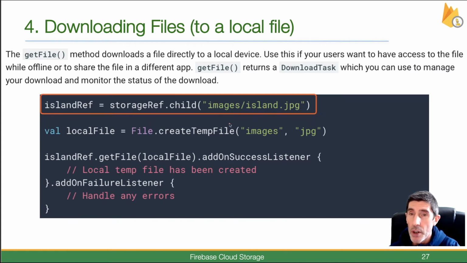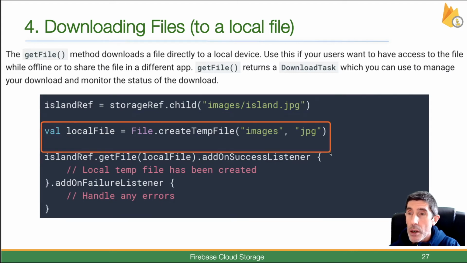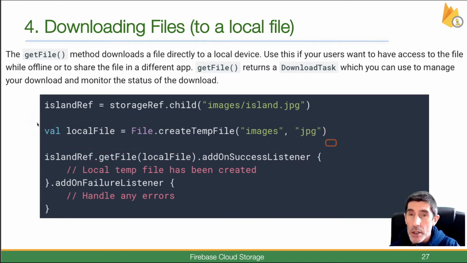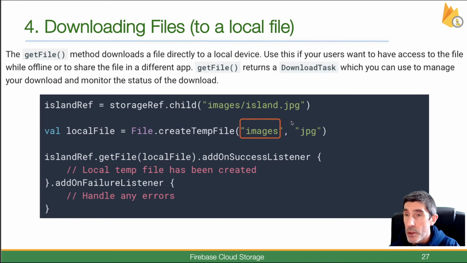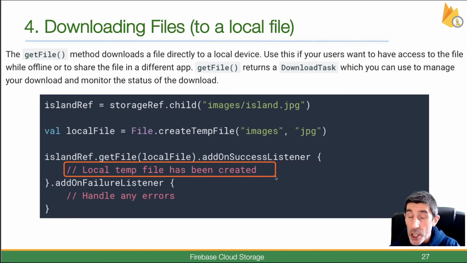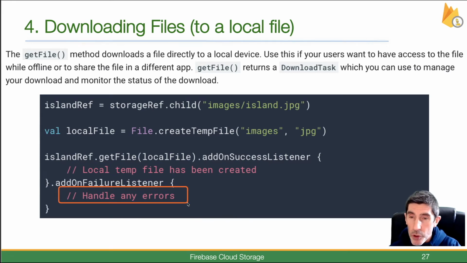So there we are getting our reference. Here we are referencing a temporary file, val localFile. We're creating a temporary file in the root of images. It's going to be of type JPEG, and then with our reference itself, we call getFile, passing in the local file, and then we have our callback, addOnSuccessListener or addOnFailureListener. So again, if everything goes okay, the file will be created, and we can do whatever we want then. Maybe go off, find it, load it up somewhere. Otherwise, maybe inform the user something went wrong, maybe check your connection or whatever the case may be.